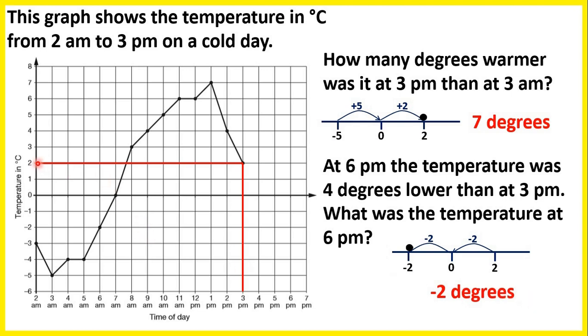We could also, from 2 degrees, go back 4 on our line graph, so go 4 degrees down, and we can see that we get to -2.